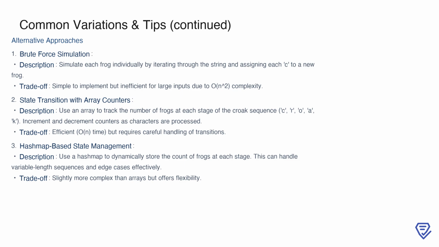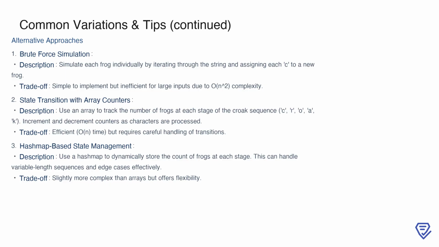A more efficient option is using state transitions with array counters. Here, you maintain an array to track the number of frogs at each stage of the croak sequence, incrementing and decrementing counters as you process characters. This method achieves O(n) time complexity but requires careful attention to transitions to avoid errors.